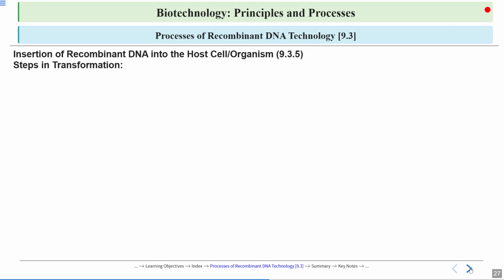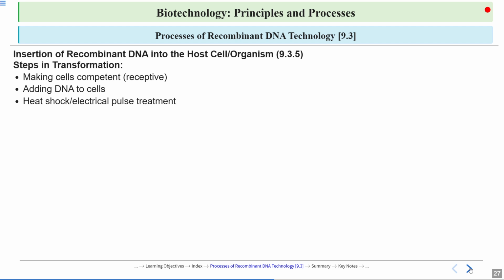So what are the steps in transformation? We make our cells competent, that is receptive, using various methods, chemical, physical and biological, which we talked about in the last class. Then we add our recombinant DNA to the cell. We give it some heat shock at 42 degrees Celsius or an electrical pulse.